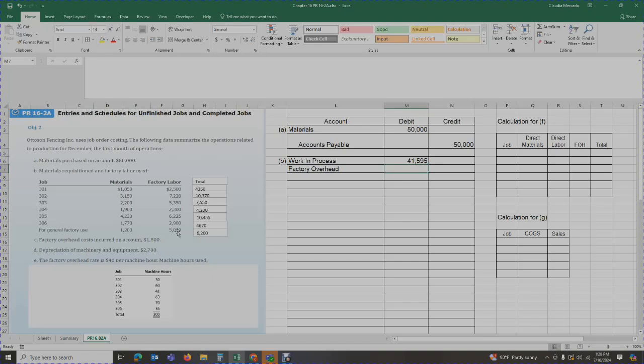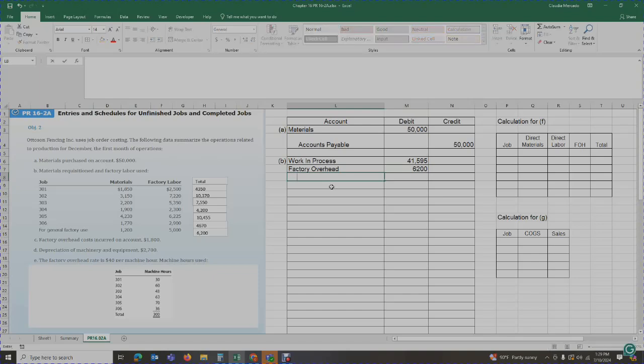This could be labor of the maintenance individuals or the supervisors or things of those natures. Now, these costs are not directly tied to the actual manufacturing of the goods. So for that, we've got general factory use of $1,200 and labor of $5,000. That's going to give me a total of $6,200. So in your working process, you're going to put your labor and materials, and in factory overhead, you put your factory overhead, which is for general factory use. That gives you $6,200.